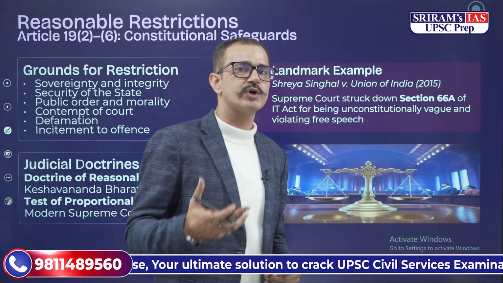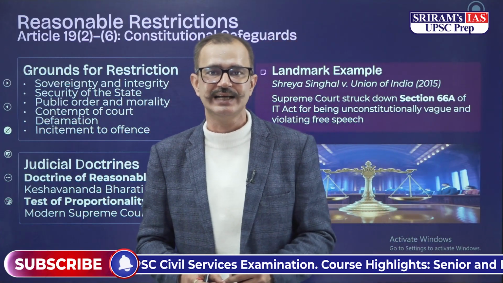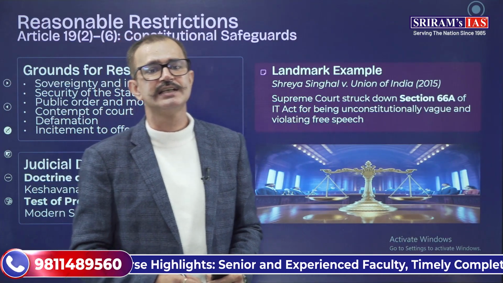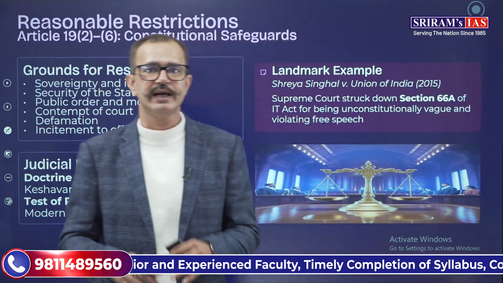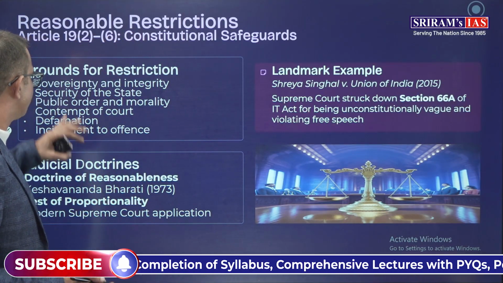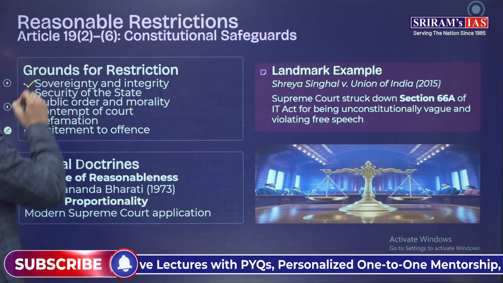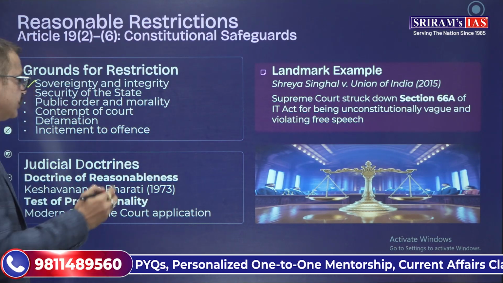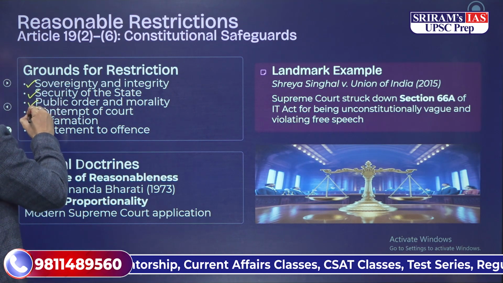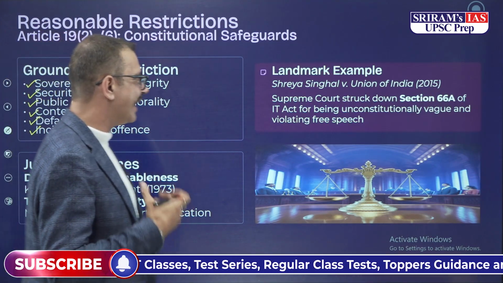However, when we talk about fundamental rights, I told you that no fundamental right except Article 17 is absolute. So certain reasonable restrictions have been implemented. Now we have the grounds for restriction of these rights: on the basis of sovereignty and integrity of the nation, security of the state, public order or morality, and contempt of court, defamation and incitement to an offense.